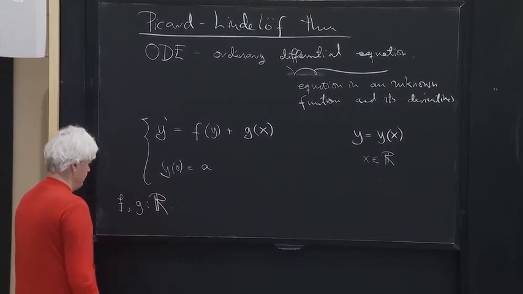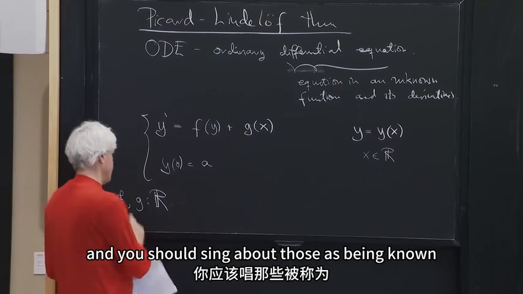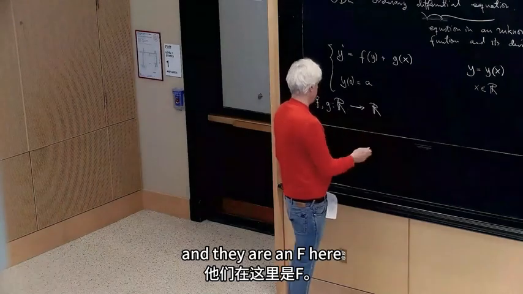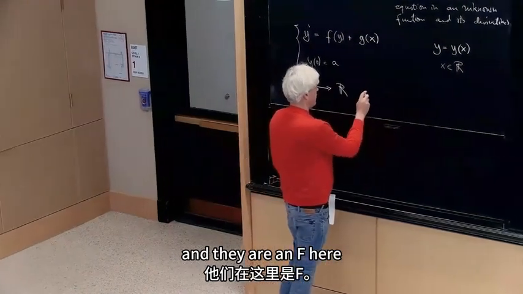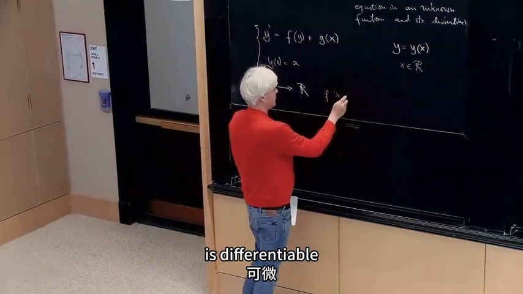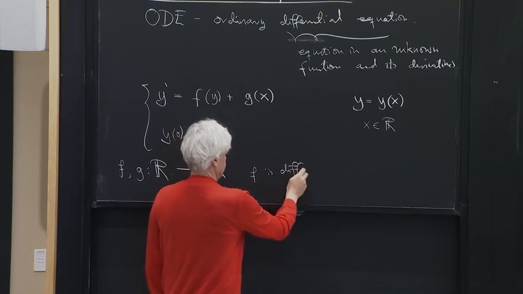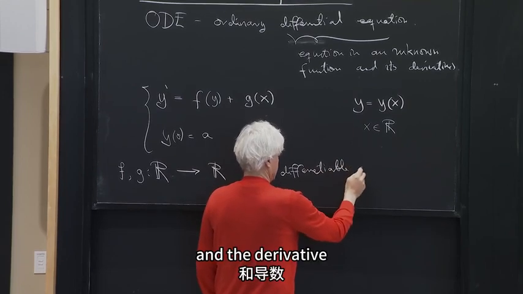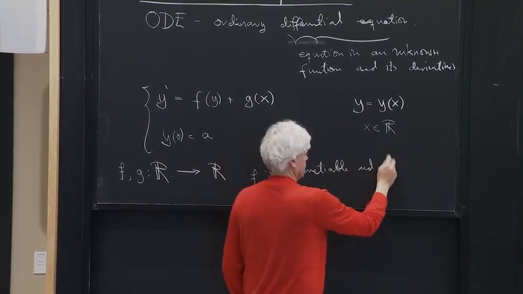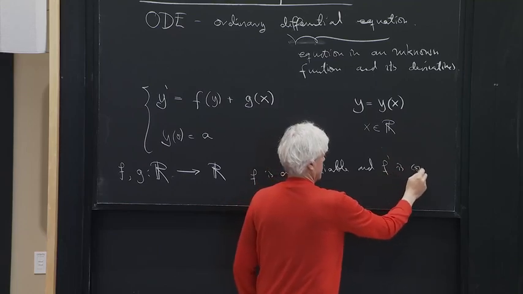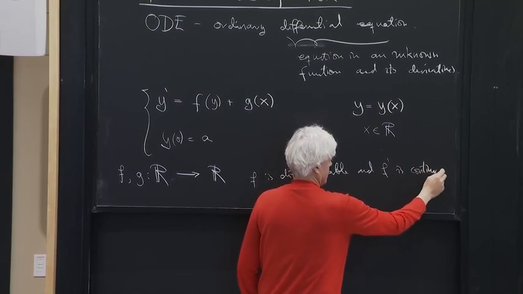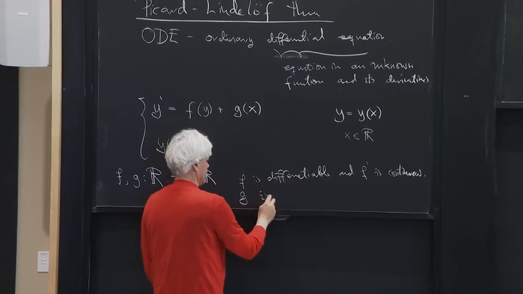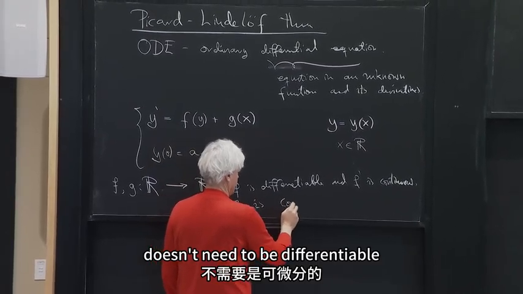Okay. So this is the differential equation, and what we assume here is that f and g are functions on R, and you should think about those as being known. And f here is differentiable, and the derivative is continuous, and g is just continuous. It doesn't need to be differentiable.